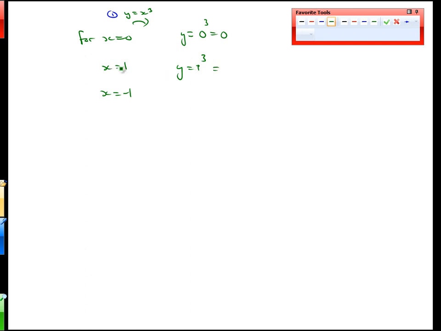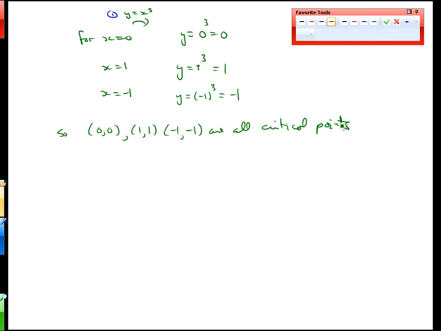If x was 1, then y would be x cubed, which is 1. And last but not least, if x is -1, then our y value would also be -1. So the points (0, 0), (1, 1), and (-1, -1) are all critical points.